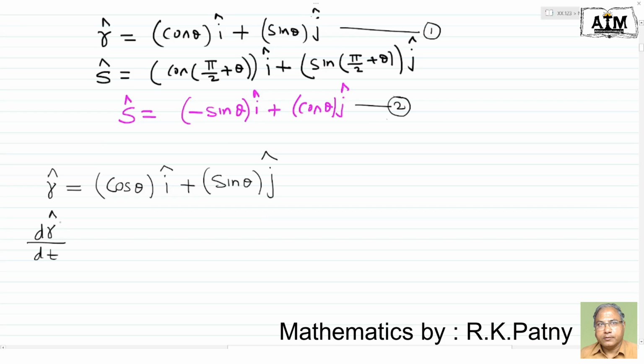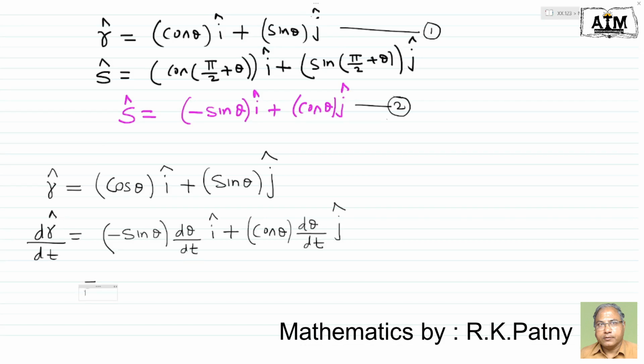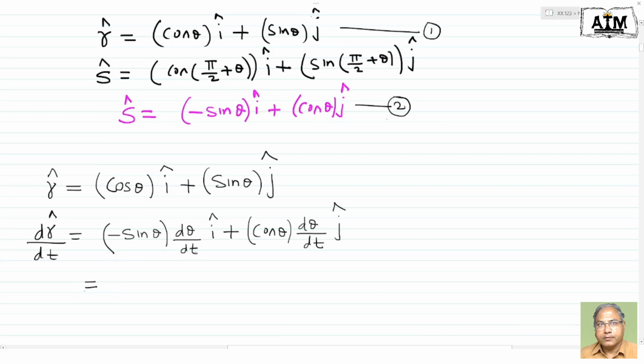Now differentiating R cap with respect to t, we get minus sin theta d theta by dt I cap plus cos theta d theta by dt J cap. Why d theta by dt? Because theta is also changing with respect to time. Now taking d theta by dt common from both the terms, we get d theta by dt times minus sin theta I cap plus cos theta J cap. Call it equation 3.